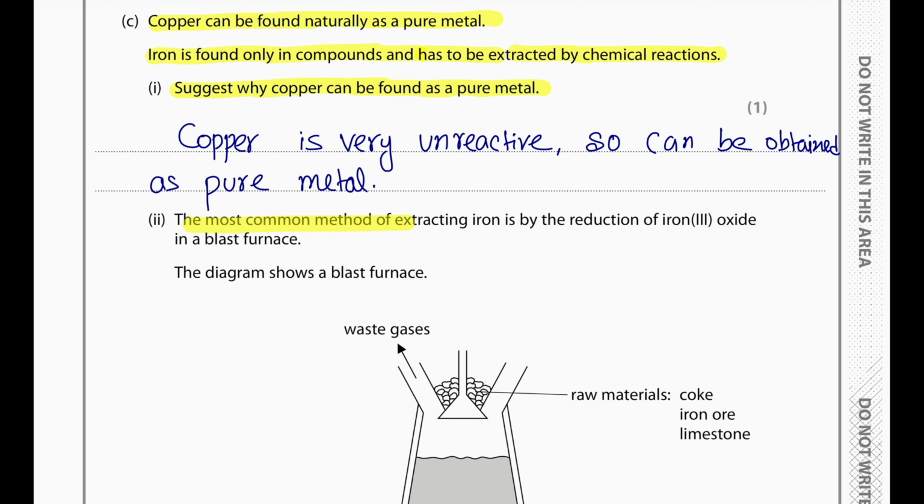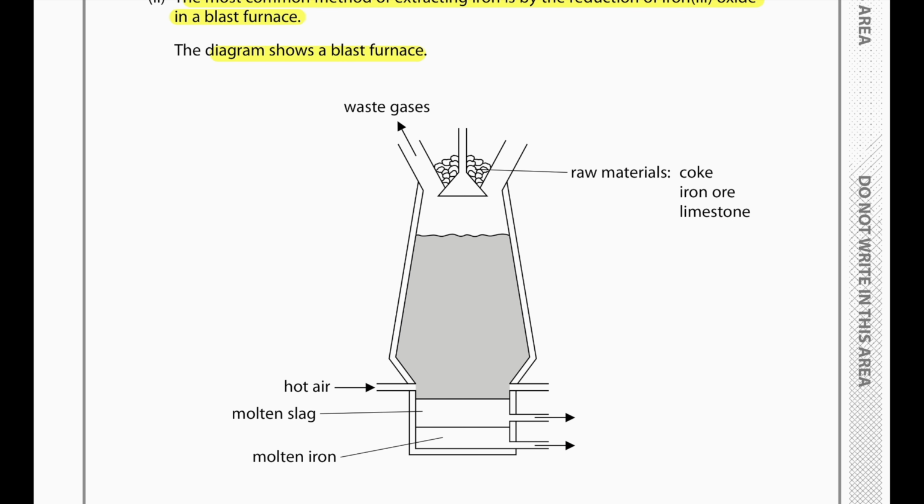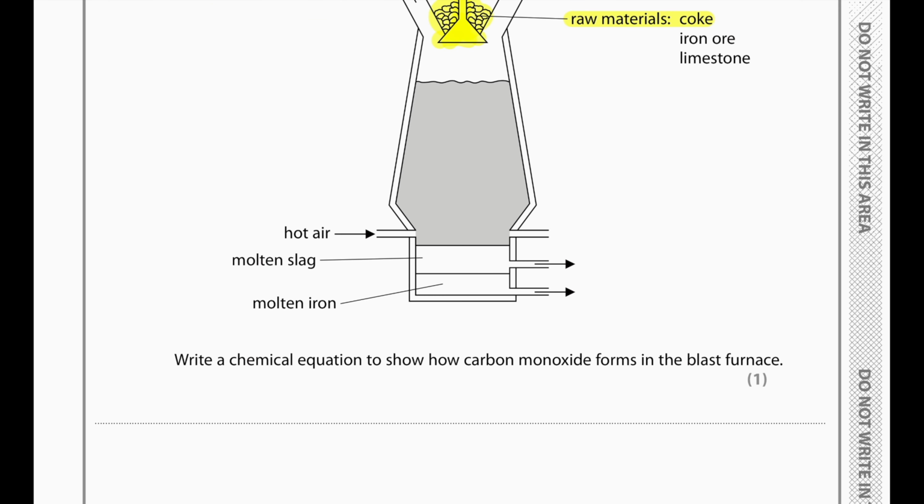The most common method of extracting iron is by the reduction of iron(III) oxide in a blast furnace. The diagram shows a blast furnace. You can see the waste gases escaping, raw materials are loaded, and as this lever goes down, the raw materials will fall into the pit. Hot air is pumped from two sides, molten slag, being less dense, floats at the top and molten iron, being more dense, sinks at the bottom.